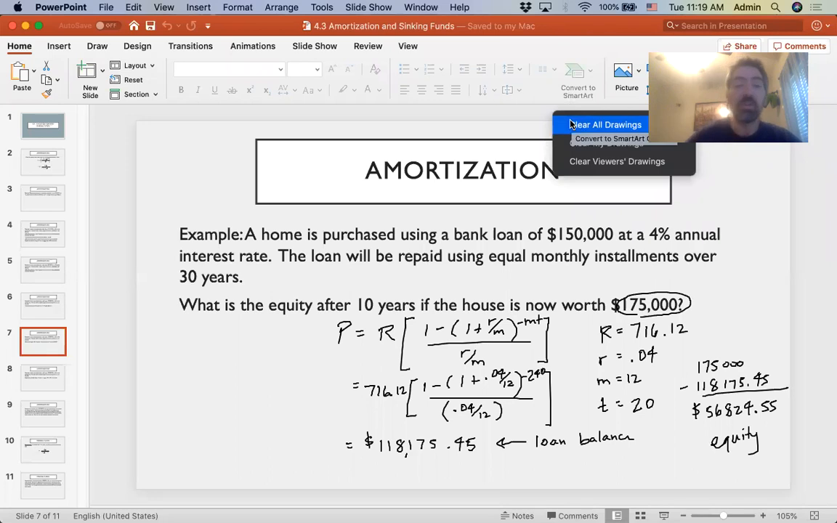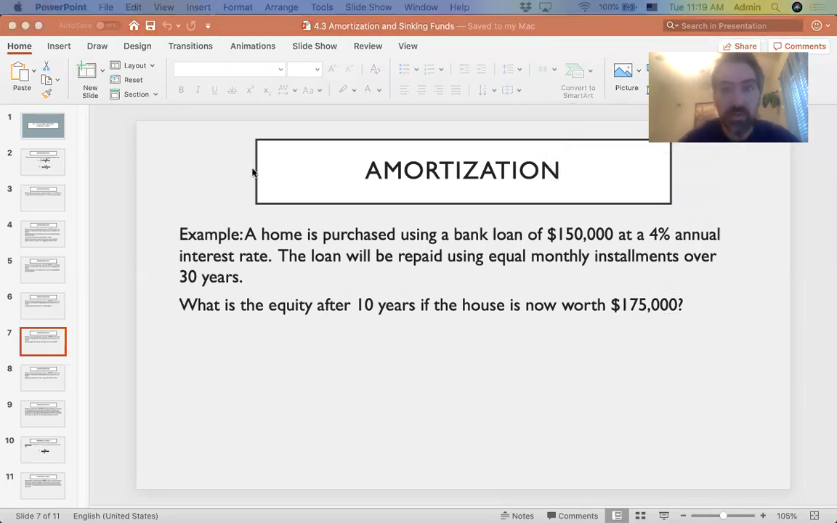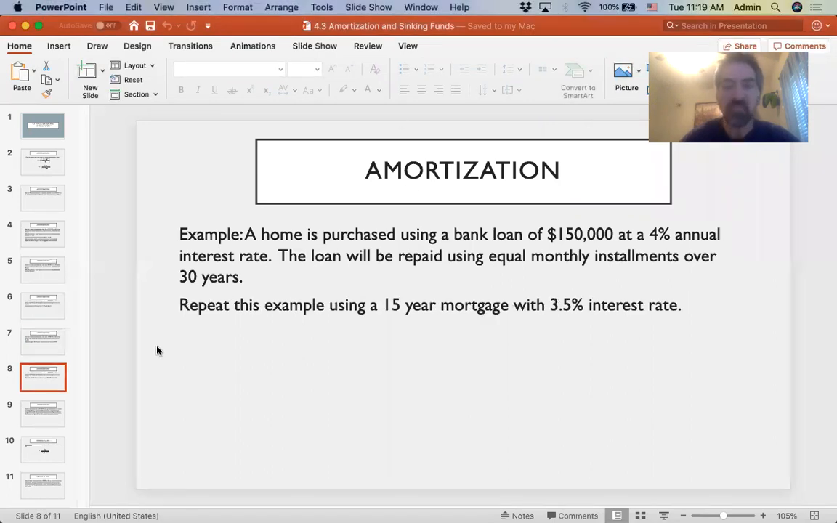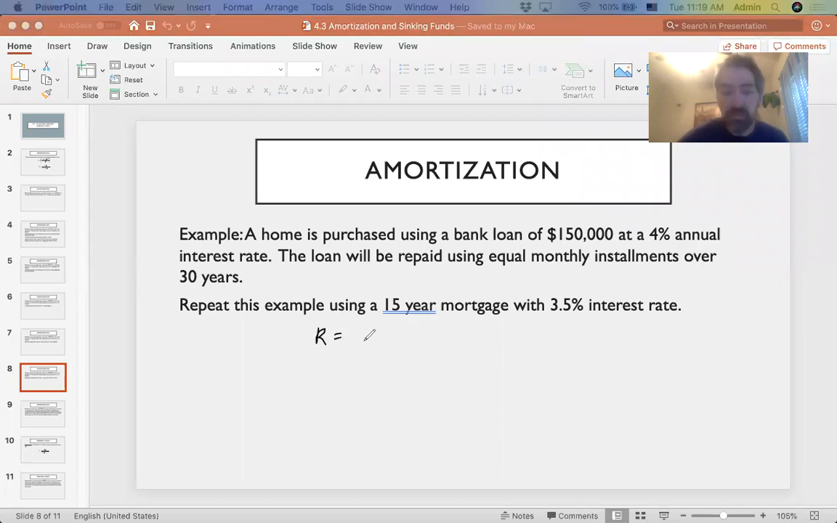All right, so now we want to repeat this example using a 15-year mortgage. What difference would that make? If you have a 15-year mortgage, your interest rate is a little bit lower, right? So that's where it's set at 3.5%. All right, so we want to calculate the monthly payment.